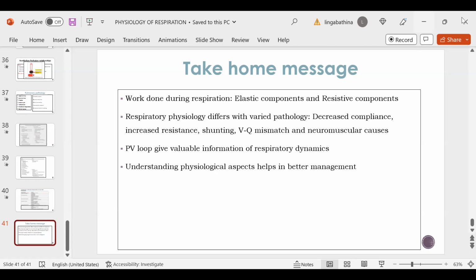So how do you assess? This is all gas exchange. Whatever we have spoken is gas exchange, the physiology of respiration and gas exchange. How do you monitor that gas exchange is happening well? How do you know that this is the underlying physiology that you are thinking is happening? But you should see something outside so that the physiology is happening well.